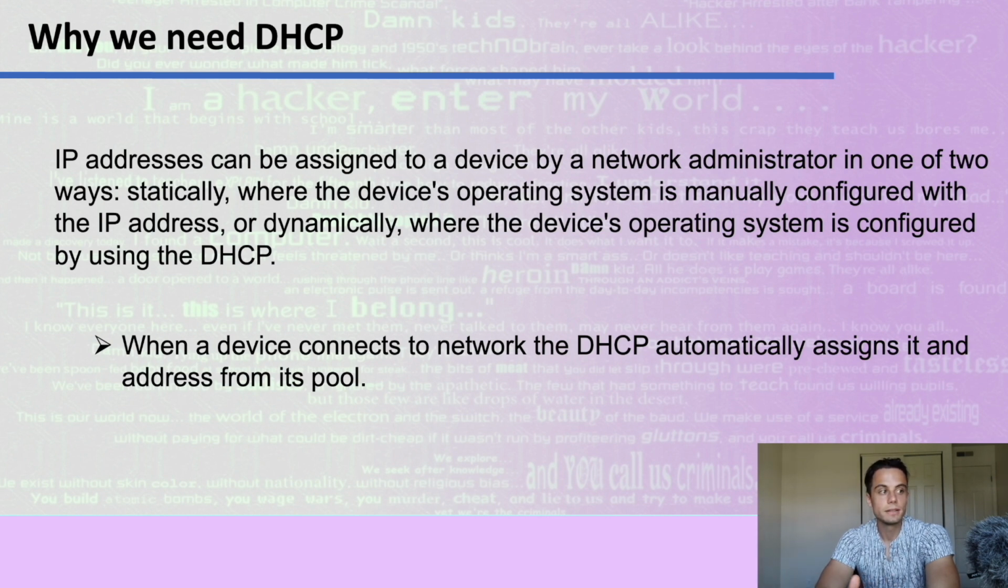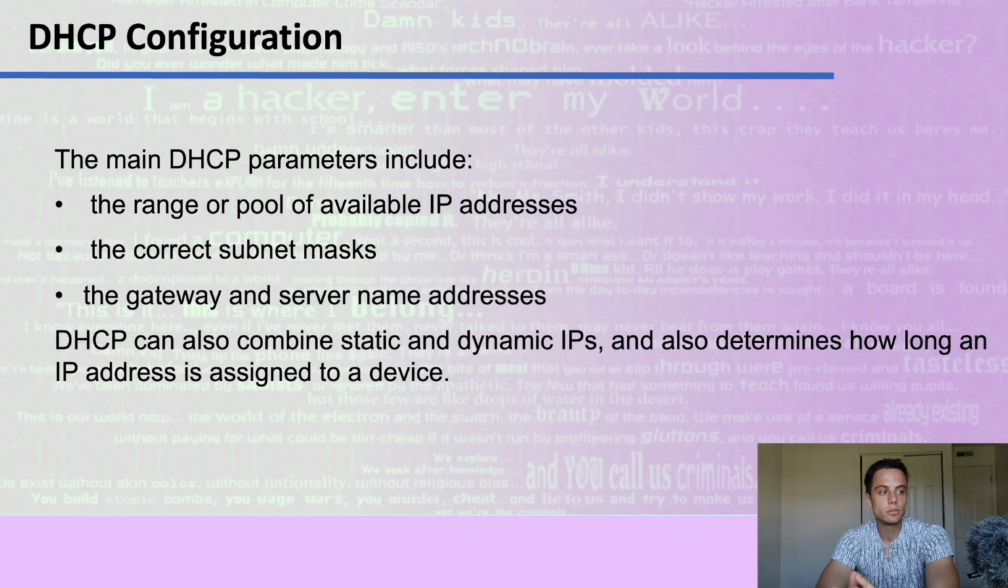Usually DHCP is set up by the network administrator, so you need to have those rights in order to set it up. In order to set up DHCP, we require a DHCP server that needs appropriate parameters in order to configure the device in the proposed network. So we need parameters such as the range of the pool, the available IP addresses, and so on.